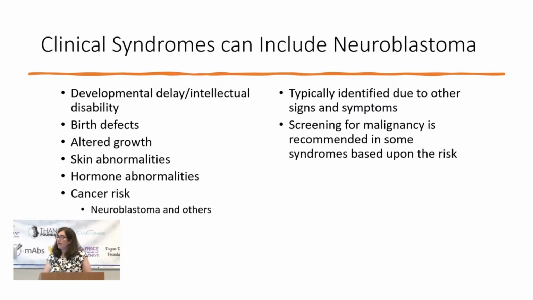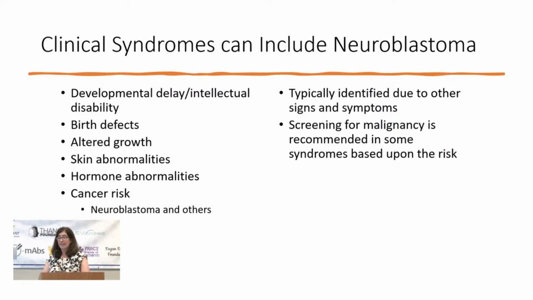Okay, so there are a couple of other syndromes that are not very neuroblastoma specific, but that can increase the likelihood of developing a neuroblastoma as part of it as well. These are patients, again, who may have other findings, may have developmental delays or intellectual disabilities, may have other birth defects and genital anomalies, may have altered growth, may have skin abnormalities, may have hormonal changes. This is a fairly broad list of potential involved signs and symptoms because these are a range of diagnoses that can come with a potential increase for neuroblastoma or potentially other types of malignancies as well.